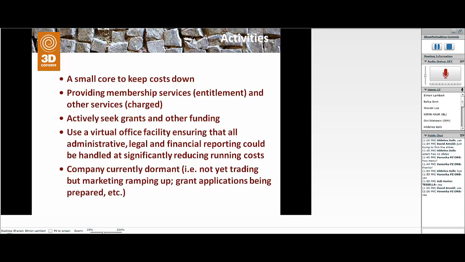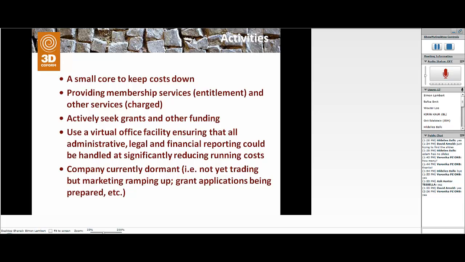We envisage providing membership services, that is the entitlement to something because you're a member, and other services which would be charged for, which are beyond the basic entitlement. We have not yet established a paying membership scale or a membership that is paying, although that's high on our agenda given when our project funding finishes.